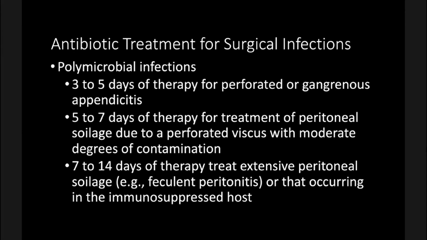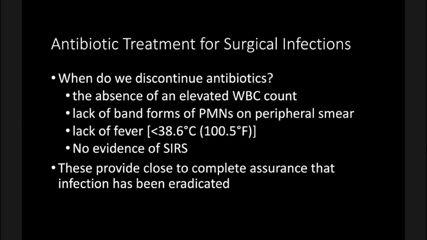For polymicrobial infections, gangrenous appendicitis, one example, you should treat the infection. You give antibiotics for 3 to 5 days, 5 to 7 days of therapy for treatment of peritoneal soilage due to perforated viscus, moderate degrees of contamination, and 7 to 14 days of therapy for extensive peritoneal soilage or feculent peritonitis, or that occurring in the immunosuppressed or immunocompromised host.